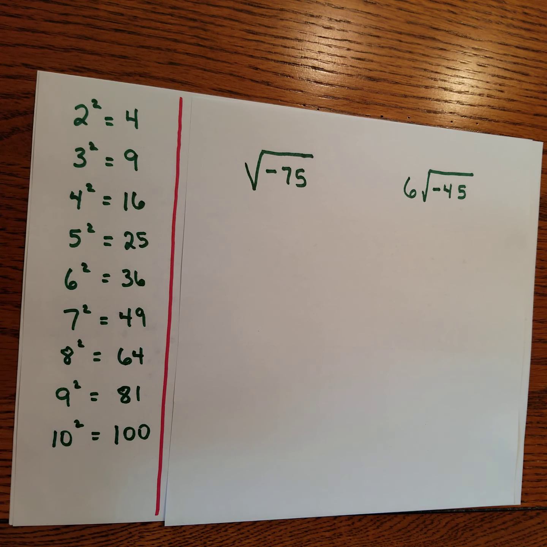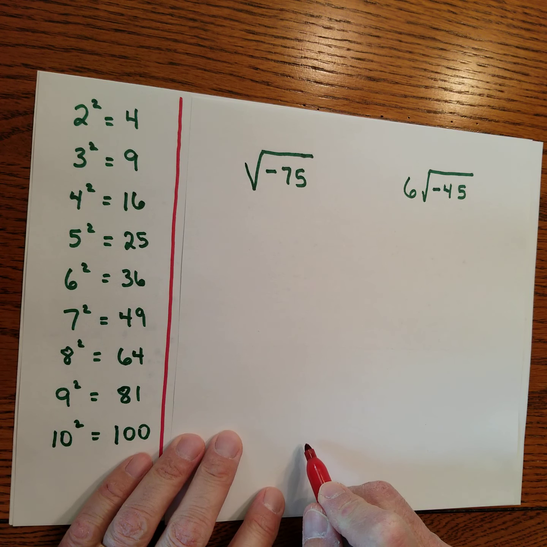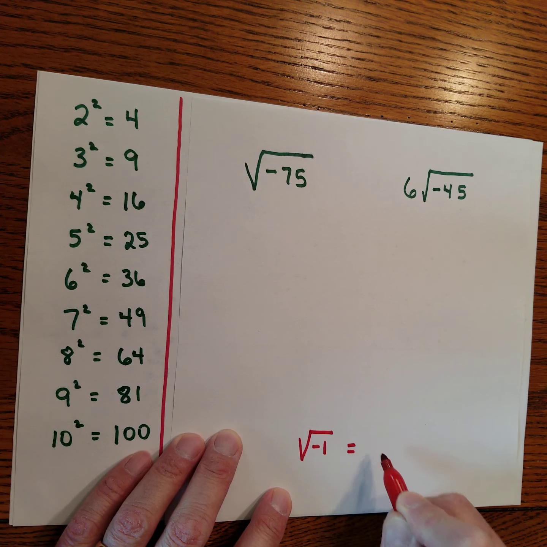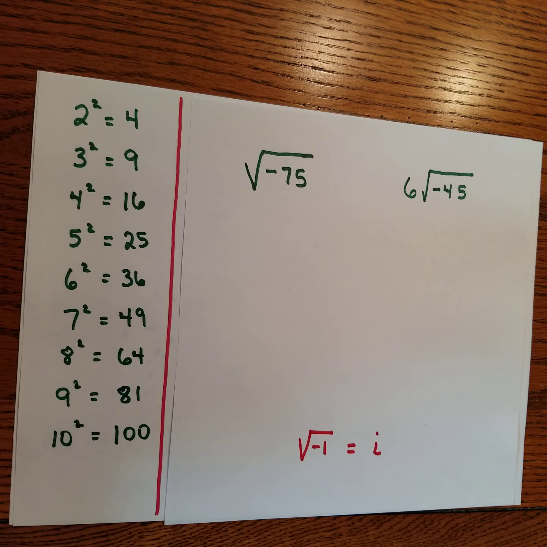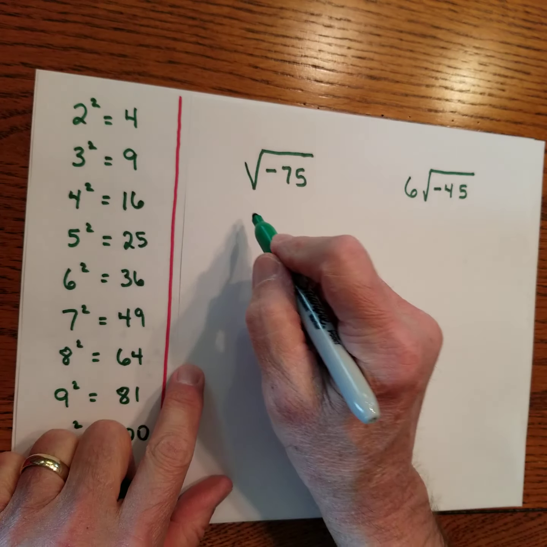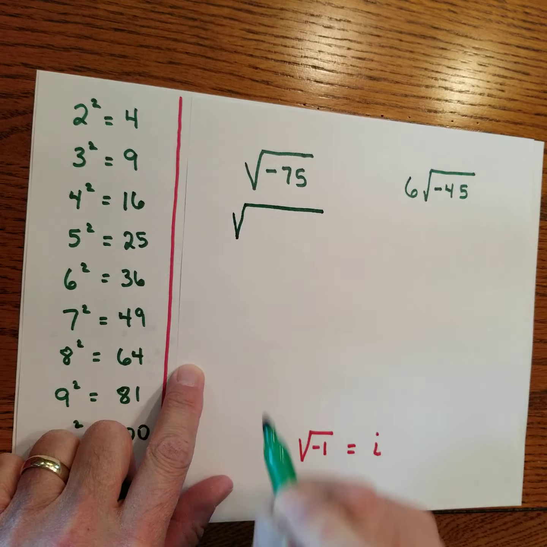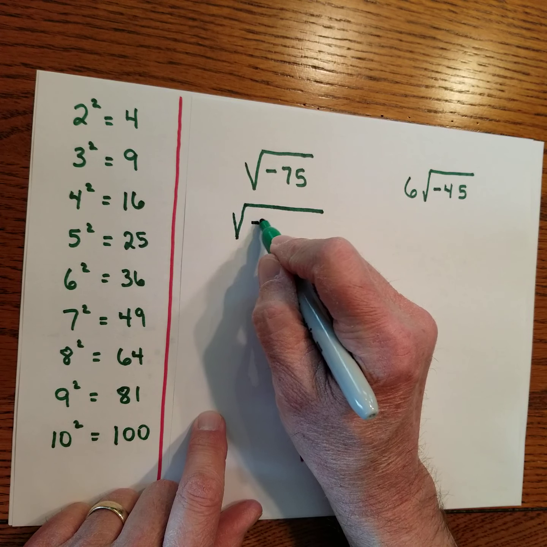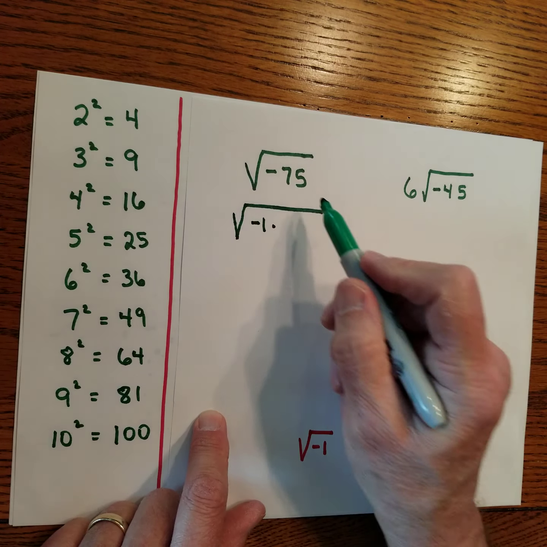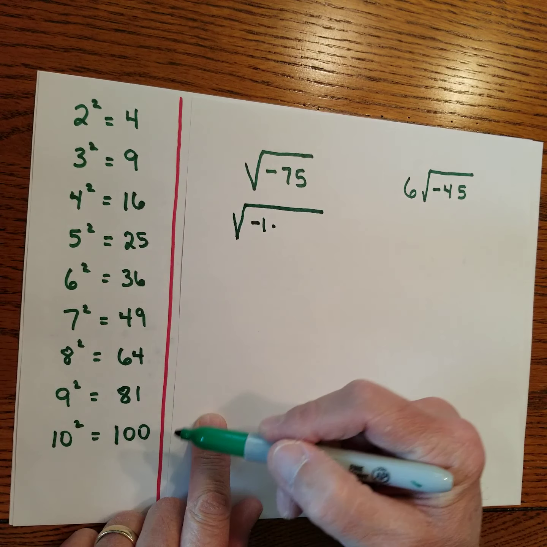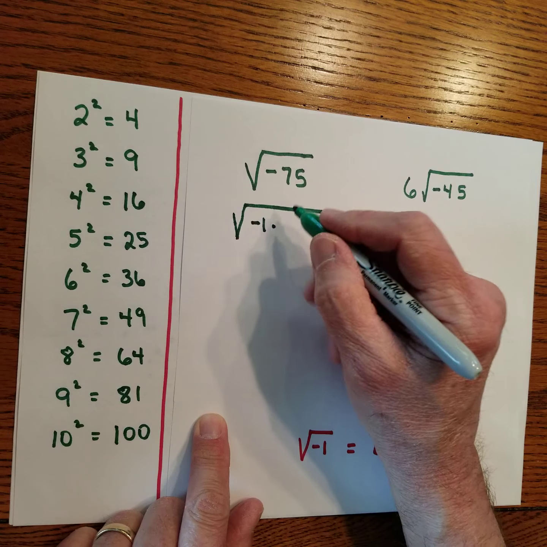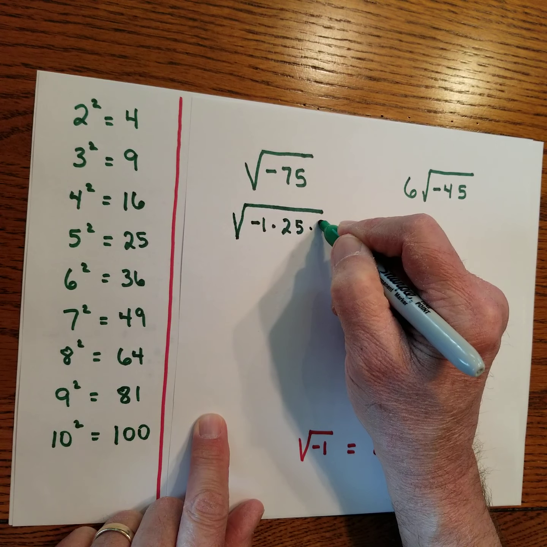Before we work these problems, let's give ourselves a reminder. Let's remember that the square root of -1 is equal to I. That's the imaginary unit. Now let's see if we can break down the square root of -75. Think of -75 as -1 times 75. Is 75 divisible by anything in our list? There it is. 75 is 25 times 3.